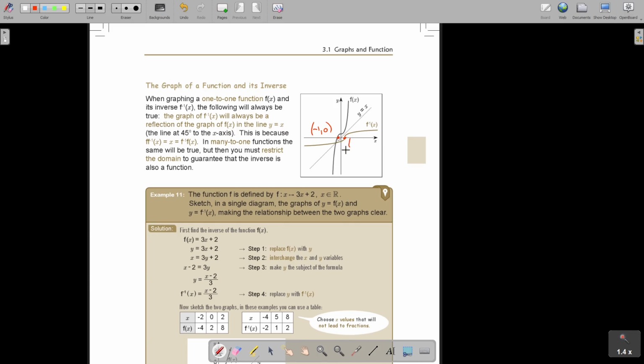So this was (-1, 0), so this is going to be (0, and, let's just see, I'm putting it incorrectly. Sorry, my point is not correct. Okay, now it's better. So this point is going to be (0, -1). If it's a reflection, basically the x value is going to become y and the y value is going to become x. Now it's better. So with that in your mind, you go back to the question.